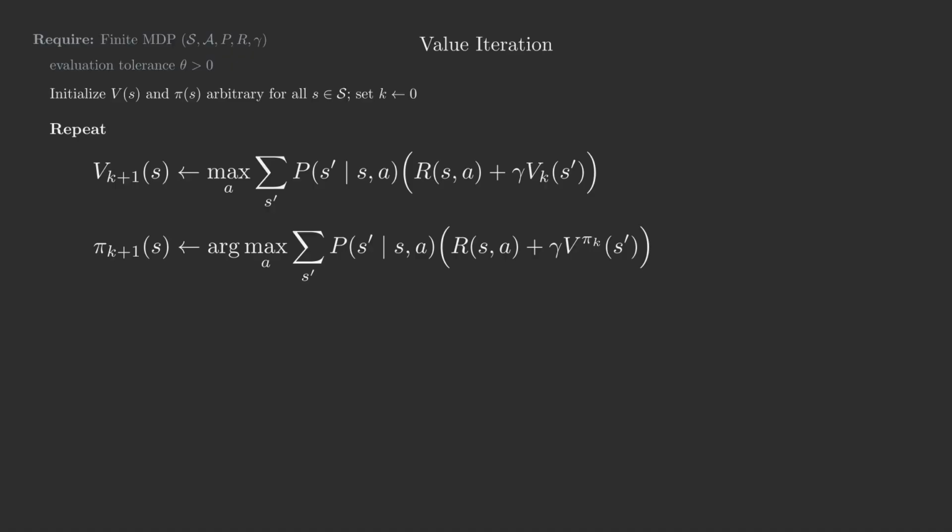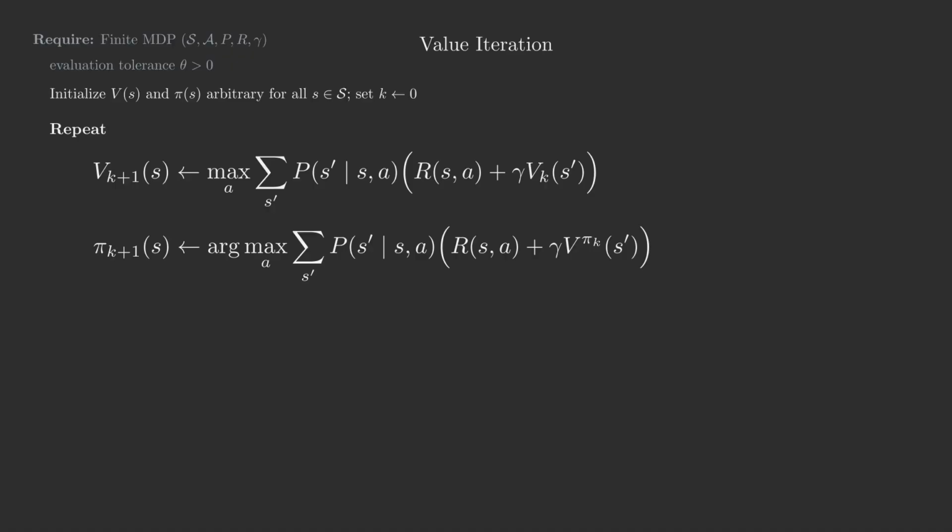This new update rule is called the Bellman optimality update. So rather than asking, what is the expected return if I follow my current policy, we now ask, what is the best return I can get if I choose the best action in this state? This means that value iteration implicitly performs policy improvement every single update step.